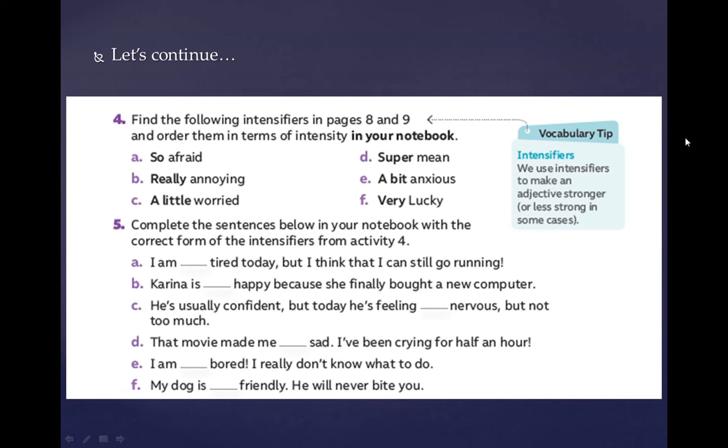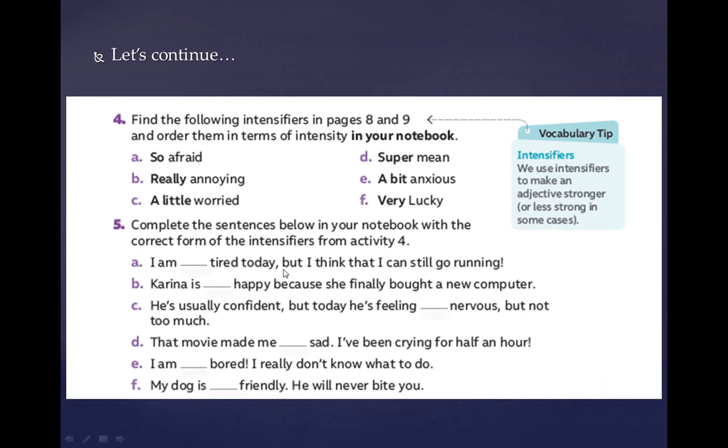Number 5. Complete the sentences below in your notebook with the correct form of the intensifiers from activity number 4. You're going to use the intensifiers here to complete these sentences in your notebook. Remember, you can print the information and you can stick it in your notebook and then you can answer them. You can write only the answers if you want, or you can read everything. I'm going to help you with letter A. I am blah blah blah tired today, but I think that I can still go running.